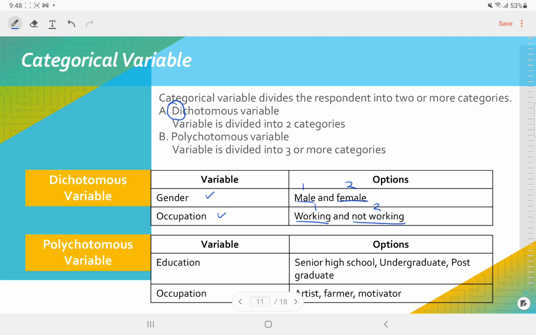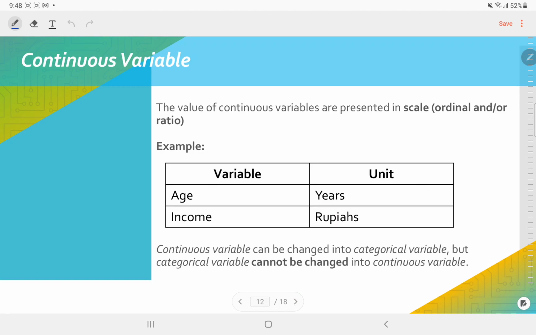Okay, I'm sure that you have already understood the categories of the variables. And next one, we also have the continuous variables. The value of the continuous variables can be presented here, and you can understand from the examples of the variables and the units here. So, it can be ordinal or ratio.